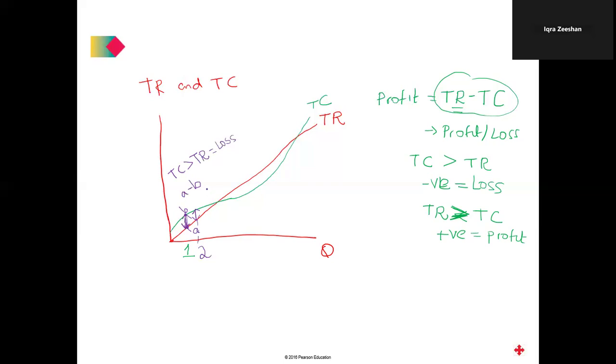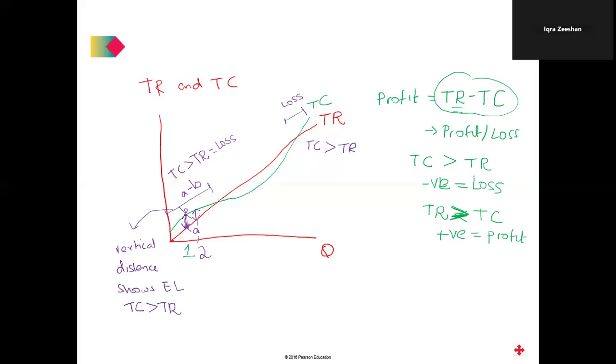So up till this point over here, the vertical distance shows economic loss, because the total cost line is above the total revenue line. Similarly, if you look over here as well, the total cost line is lying above the total revenue line. So even from here till this point, we can say that there is an economic loss.